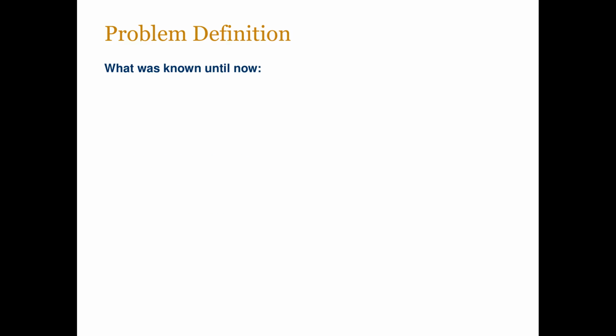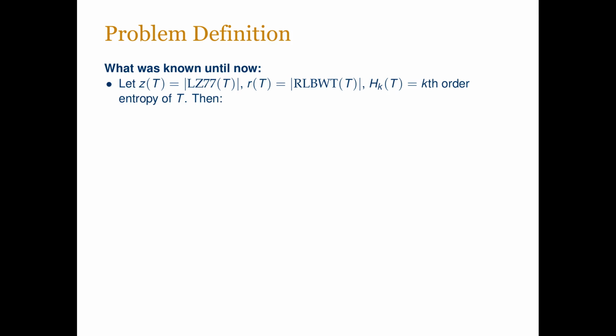The following was known about the relation of Burrows-Wheeler compression to the other two compression methods until now. Recall that by z(t) we denote the output size of the LZ77 compression algorithm, by r(t) the size of run-length BWT compression, and by H_k the kth order entropy of text t.